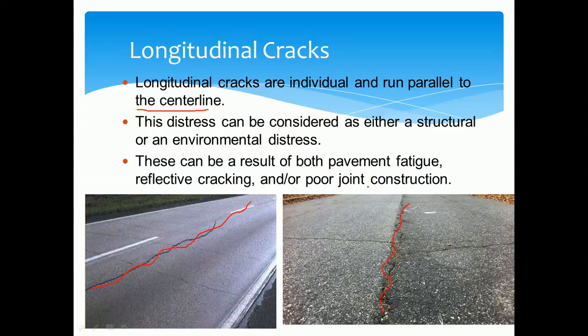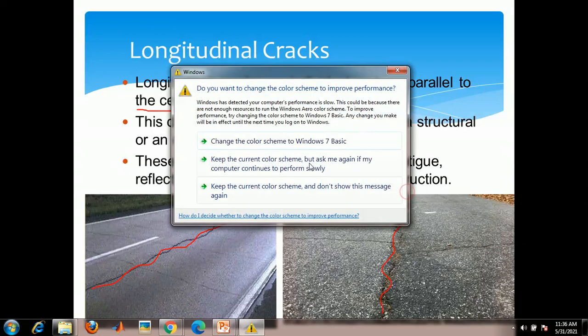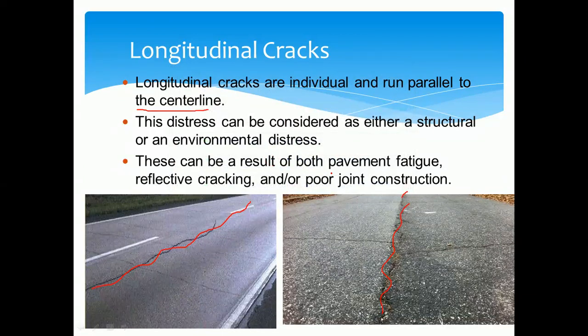So this type of cracks may be caused because of a structural problem, that is, there may be some defects in the structural capacity, or it may be considered as environmental distress also. So this type of cracks may be caused because of the variation in the environmental condition, or there may be design factors, that is, a structural cause may also cause this type of cracks, that is, whatever the cracks we are observing along the center line of the road. So that type of cracks is longitudinal cracks.